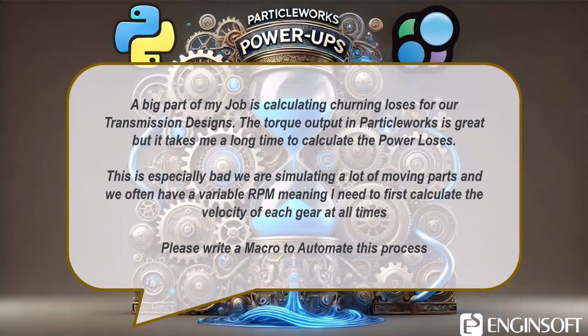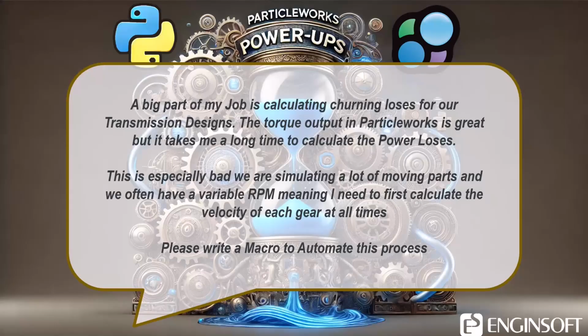It's a simple calculation, but when you've got a system with lots of gears and variable RPM, it can quickly become time-consuming. That's why today we're developing a macro that does the hard work for you. This tool will automatically calculate power losses for every component in your simulation, and even let you plot the results directly in the Particleworks GUI.